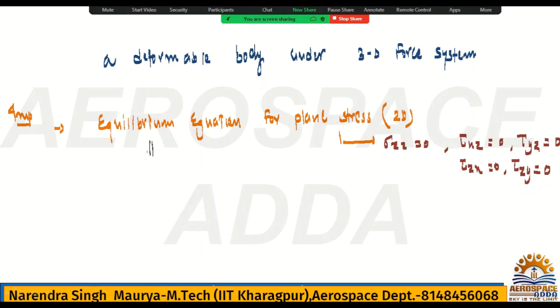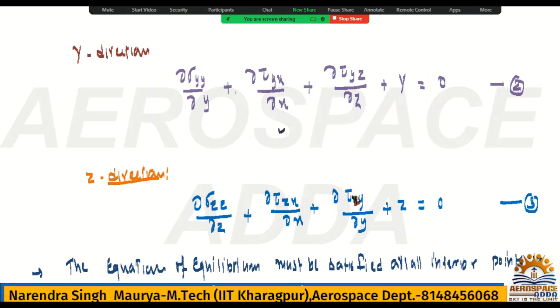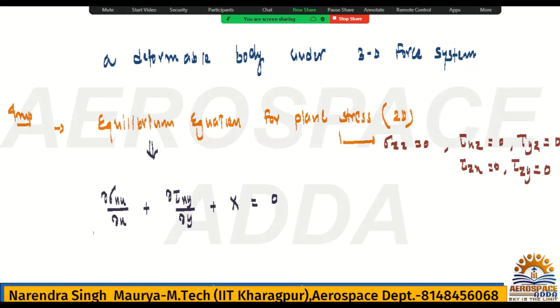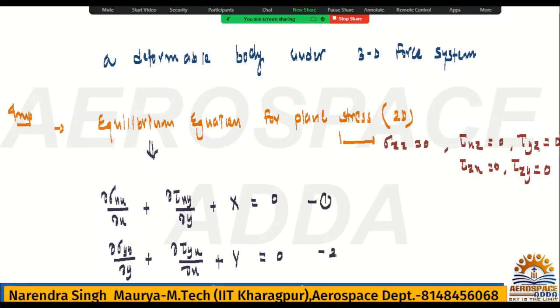So the equilibrium equations I need to write here. These are dou sigma xx divided by dou x plus dou tau xy divided by dou y plus force x is equal to 0. And what will be the second now? Check this part: only tau yz will be 0, the rest will be there. So it will be dou sigma yy divided by dou y plus dou tau yx divided by dou x plus force y equals 0. That's all. These 2 equilibrium equations you will have when it is plane stress condition.